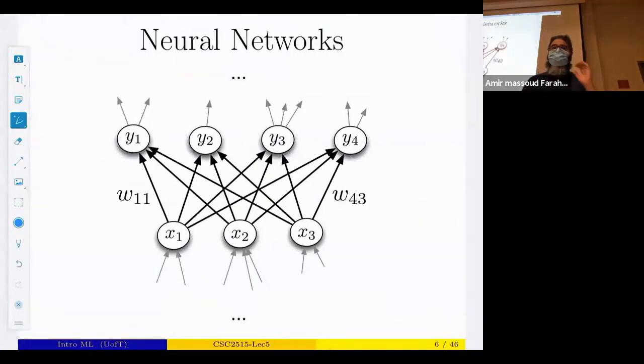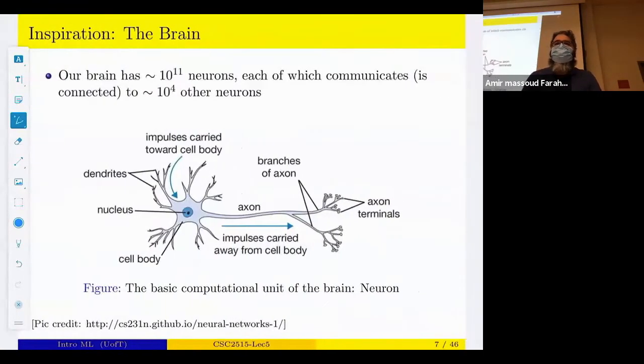Okay, so let's talk about neural networks. The inspiration for neural networks comes from the brain. The human brain has a lot of neurons, I think about 10 to the power of 11 neurons, and each neuron is connected to many other neurons, so there is communication between them.